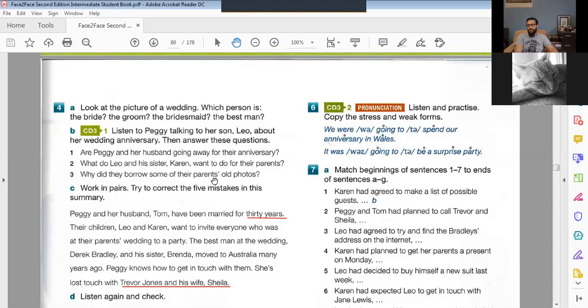Face2face, second edition. Intermediate. By Chris Redston and Gilly Cunningham. This recording is copyright Cambridge University Press, 2013. CD 3. Track 1.